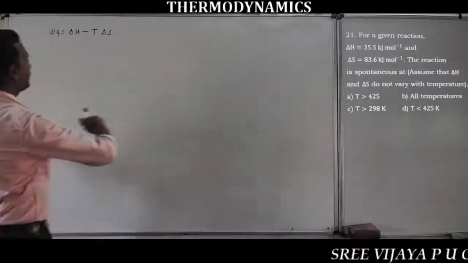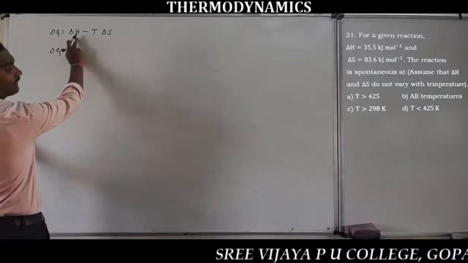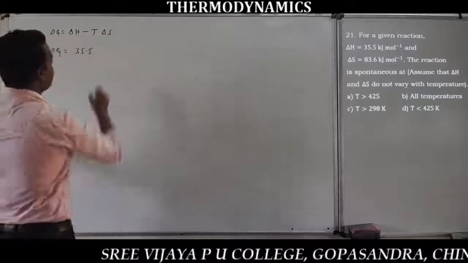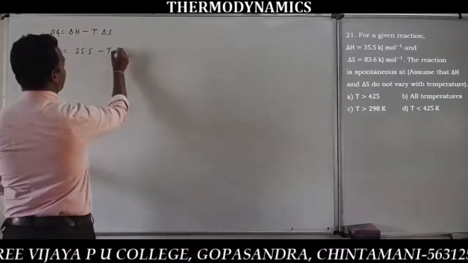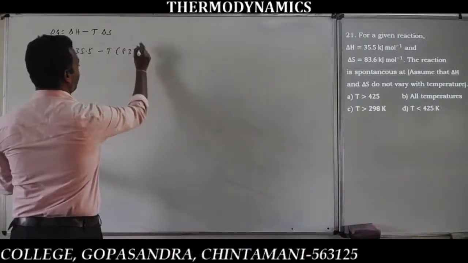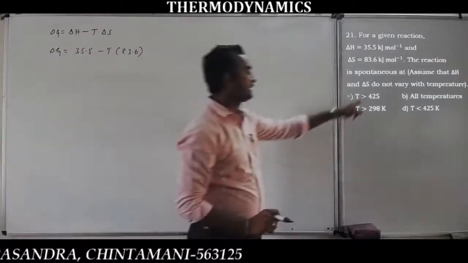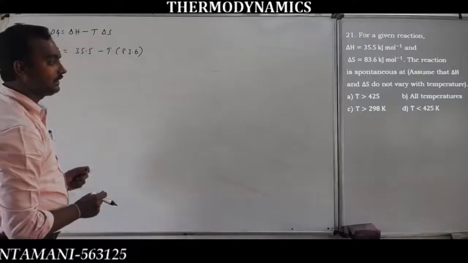So first find out delta H. Delta G is equal to, what is the value of delta H? That is 35.5 kilojoule per mole, minus T into delta S. Delta S is 83.6 kilojoule per mole. At what temperature? Assume that delta H and delta S do not vary with the temperature.